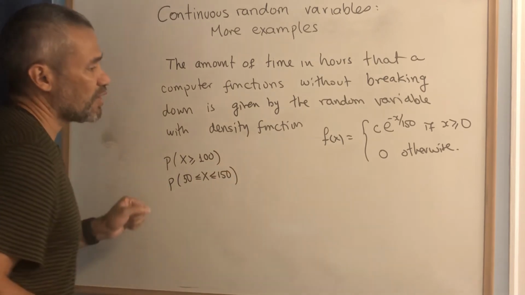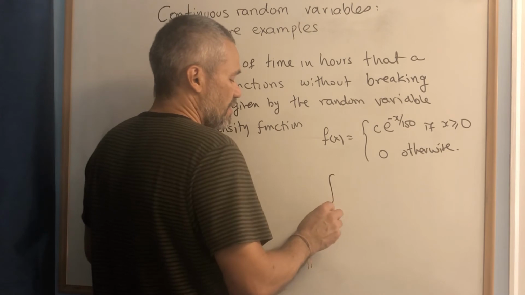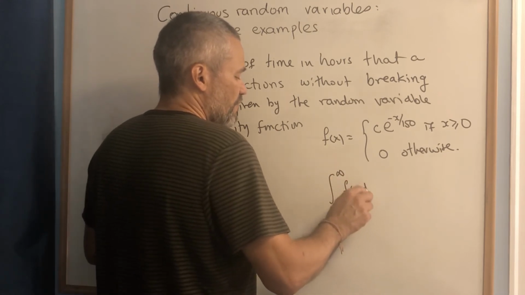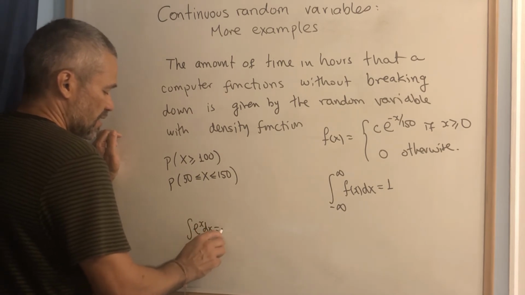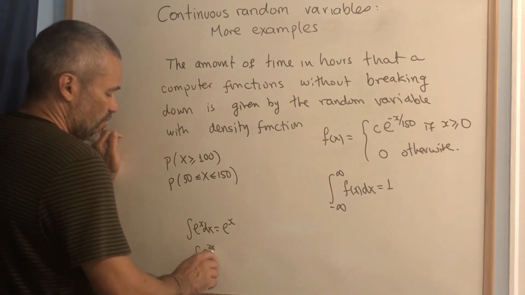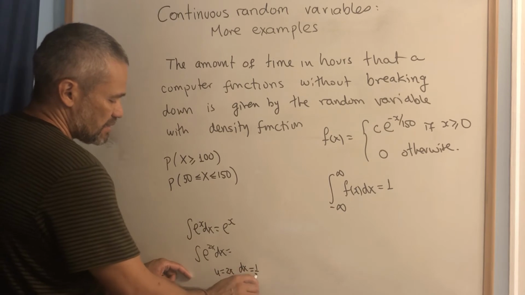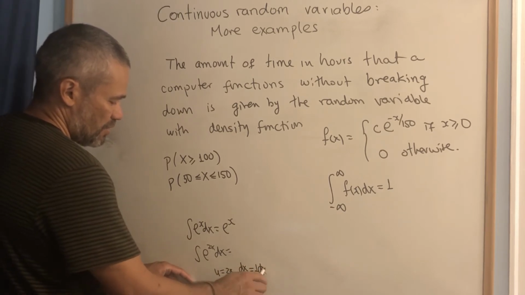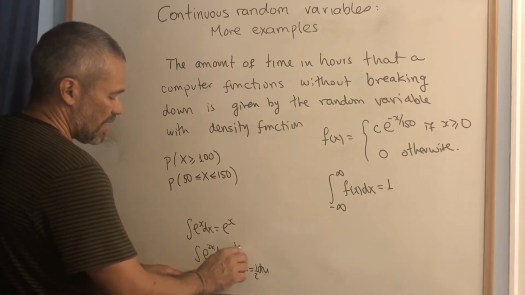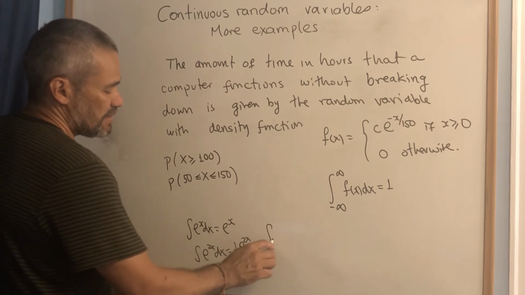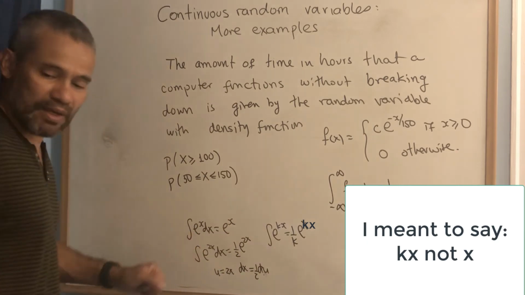Okay, let's do these two problems. First of all, we need to find c. Remember that since this is a density function, we want the integral from negative infinity to infinity of f of x dx to be 1. Let me remind you that the antiderivative of e to the x dx is e to the x, and if you do the antiderivative of e to the 2x dx, then you have to do a substitution. You do u equal to 2x, then du is 2 times dx, that means that dx is 1/2 of du, and we end up that this is just 1/2 of e to the 2x. In general, the antiderivative of e to the kx is just 1 over k e to the kx. We will be using this.